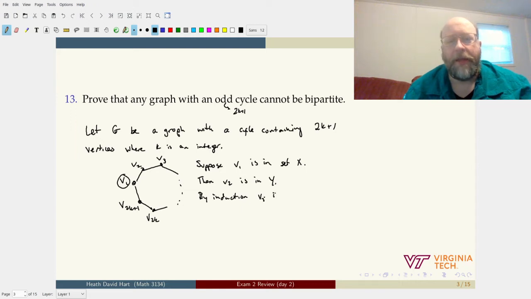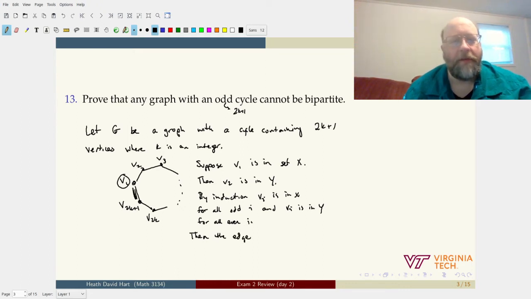V sub i is in X for all odd i, and v sub i is in Y for all even i. But now the edge right here at the very end from v2k plus 1 back to v1 connects two vertices in X, and so G is not bipartite.